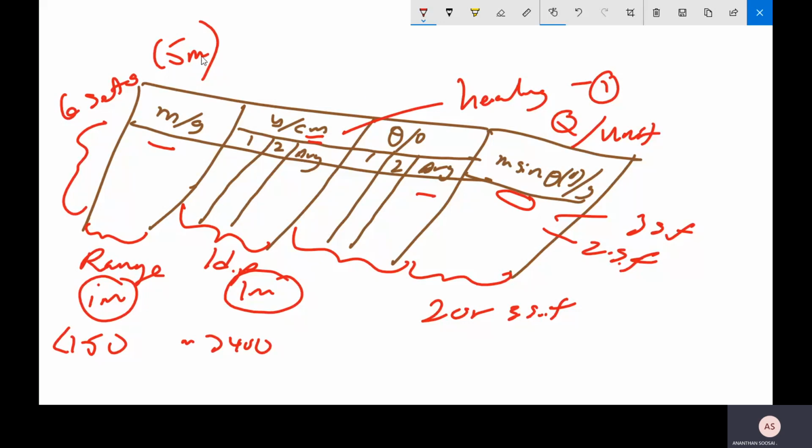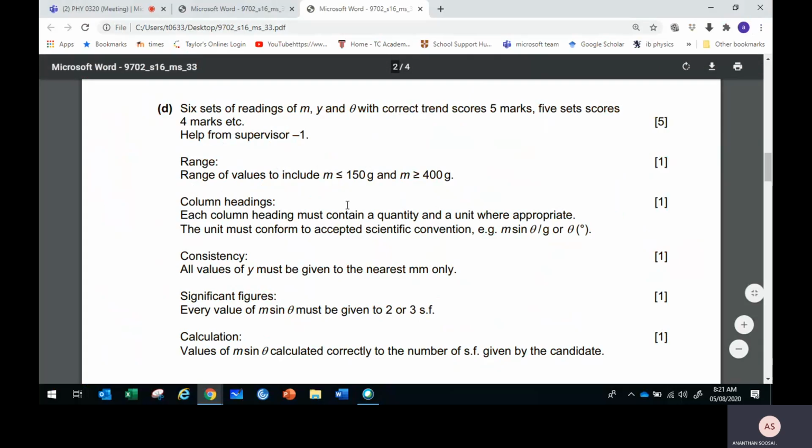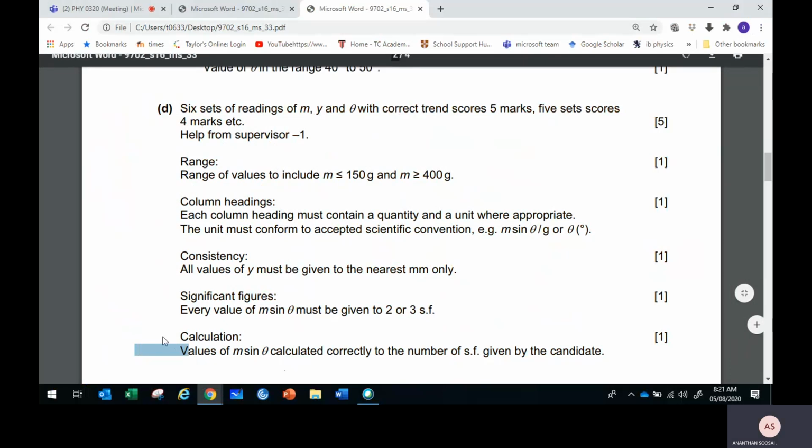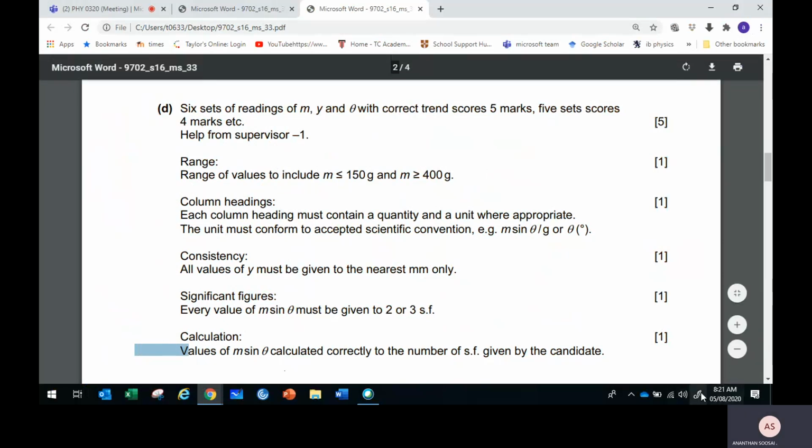Okay, so altogether how many marks? So 5, 1, 4, 7, 8, and this is 1, 9, 5, 9 marks. Then finally, value of m sin theta calculated correctly. Oh, you calculated correctly. Calculation for m sin theta is correct, 1 mark. So that is 10 marks.